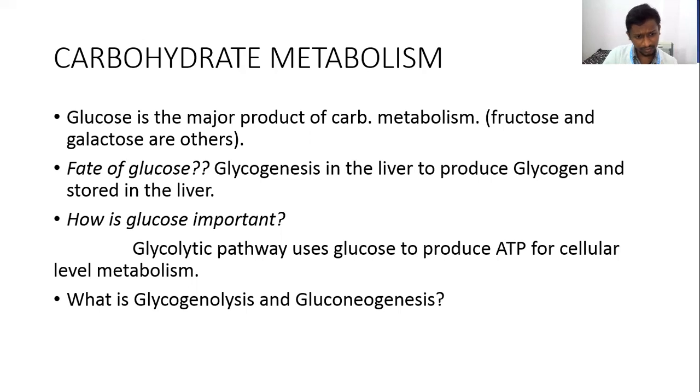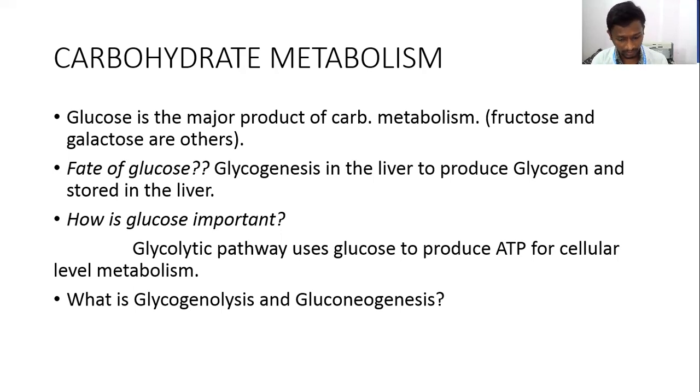Now, why is this glucose important and how is it important? The glycolytic pathway uses glucose to produce ATP for cellular metabolism. I would like to show you another slide where, in a picture, you have glycolysis going on in the cytosol of a cell and then later into the mitochondria for energy production in the Krebs cycle.